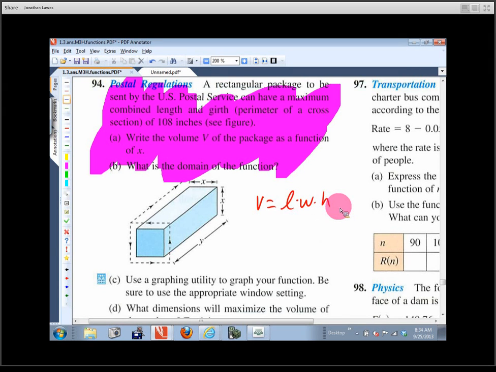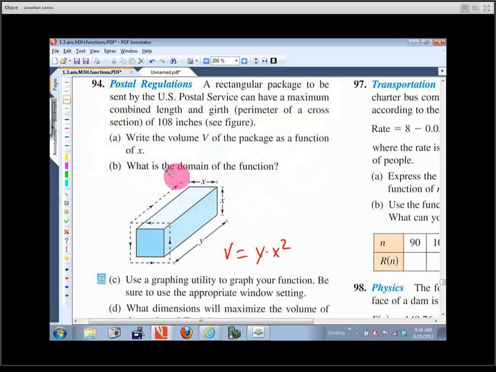Stare at this picture for just a second and tell me what V is. Length times width times height. Sven, what is it? Y times x, so y times x squared, right? That would be the answer if they didn't say the volume as a function of x. So again, I'll ask you, what don't we like about this? We don't like the two variables. We've got to get rid of one of them.